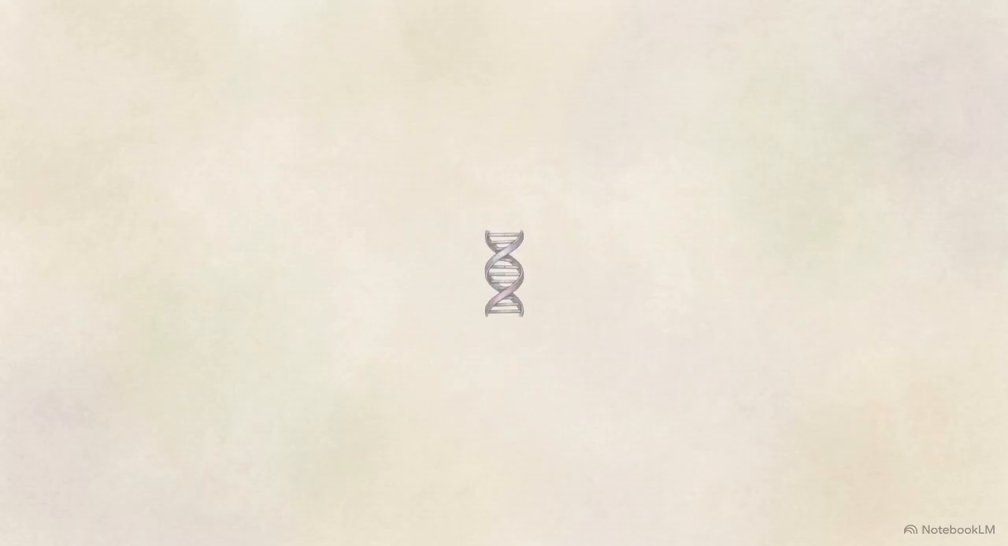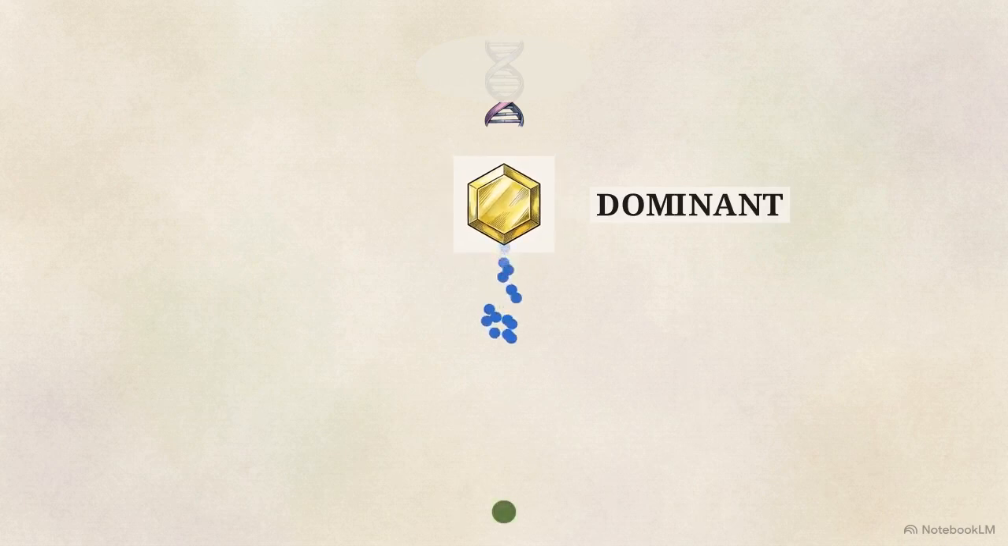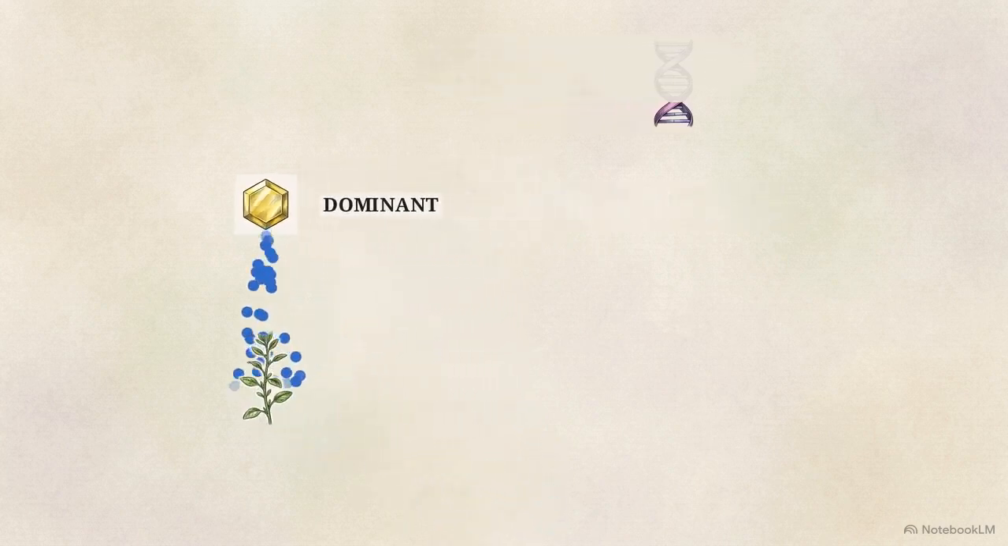Look at this animated segment of DNA, which we call a gene. A gene is essentially an instruction manual that tells the cell how to build a specific protein, like an enzyme. In the dominant pathway, the gene creates a highly efficient enzyme. This enzyme pumps out massive amounts of growth hormone, pushing the plant's physical structure rapidly upward to make it tall.